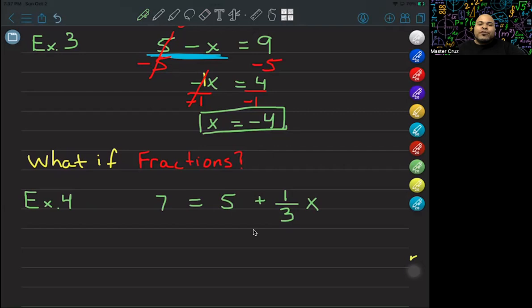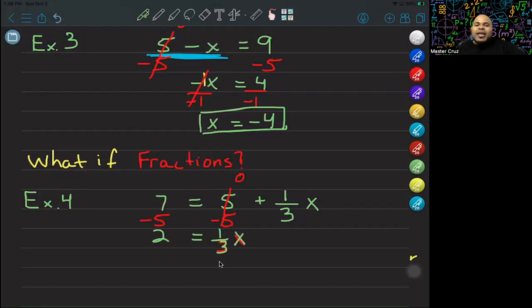Which number do I cancel first? Well, the one that doesn't have the variable, 5. Think about it. If this was not a fraction, you would cancel this number first. We still do that. This is going to be -5. And when I do it on one side of the equal sign, I do it on the other, -5. I drop this equal sign, and I will simplify. 7 minus 5 is 2. 5 minus 5 is gone. That's 0. And we have 1/3 x left.